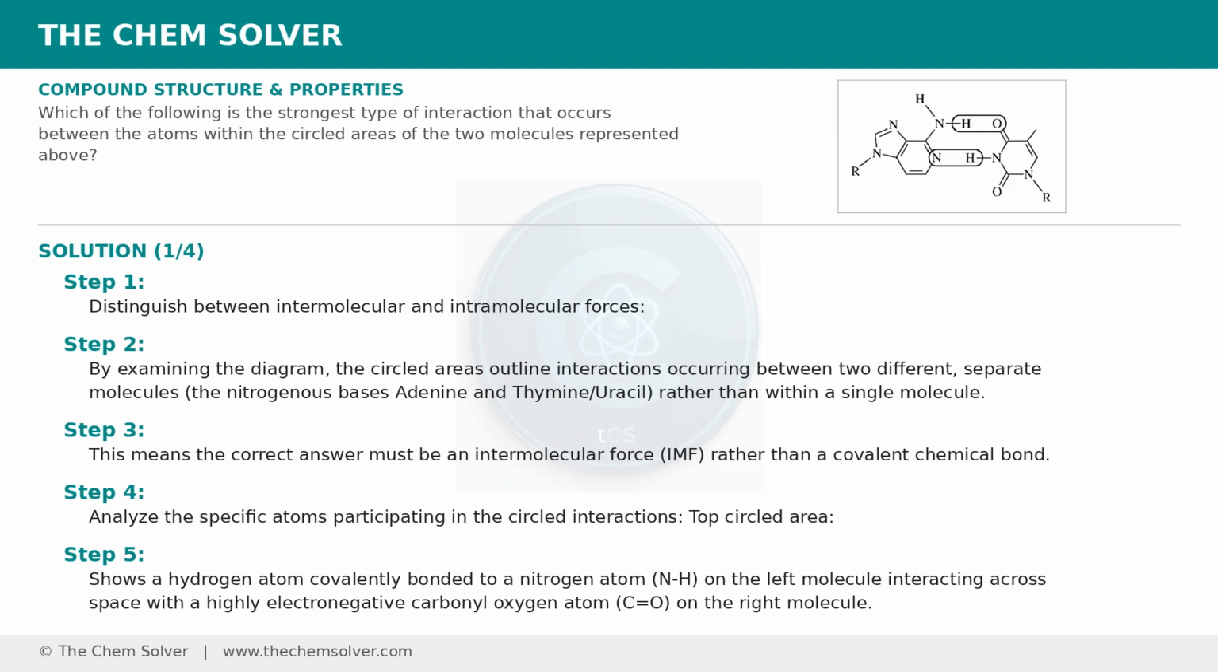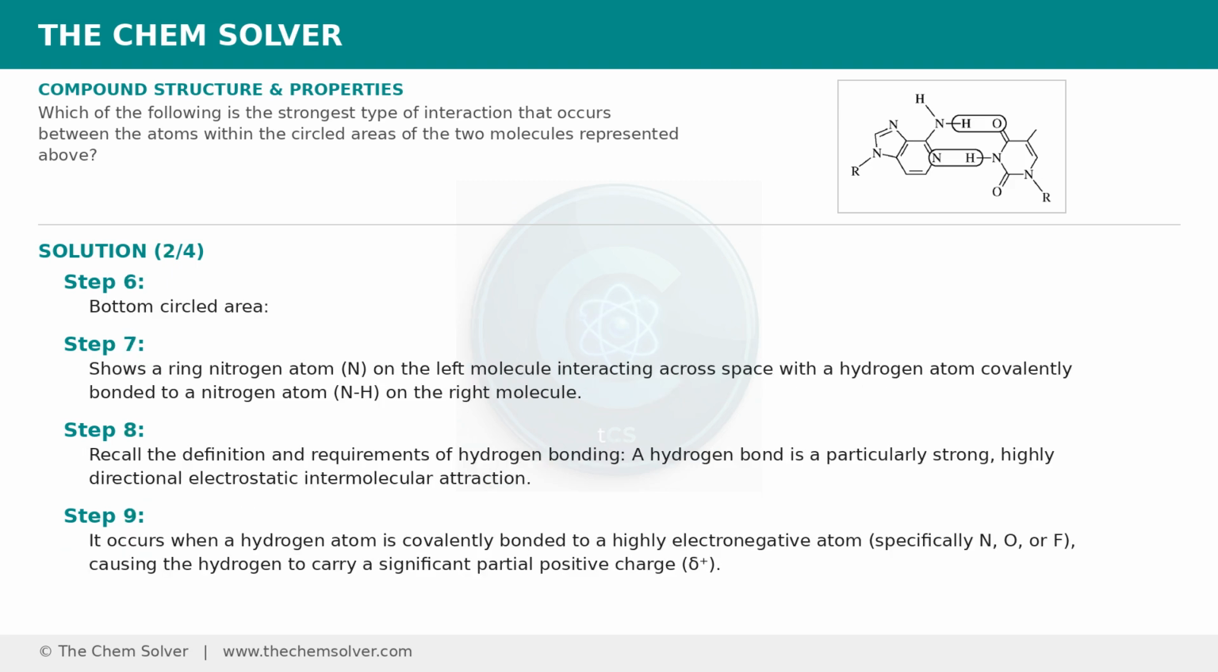Analyze the specific atoms participating in the circled interactions. The top circled area shows a hydrogen atom covalently bonded to a nitrogen atom, N-H, on the left molecule interacting across space with a highly electronegative carbonyl oxygen atom, C=O, on the right molecule. The bottom circled area shows a ring nitrogen atom, N, on the left molecule interacting across space with a hydrogen atom covalently bonded to a nitrogen atom, N-H, on the right molecule.